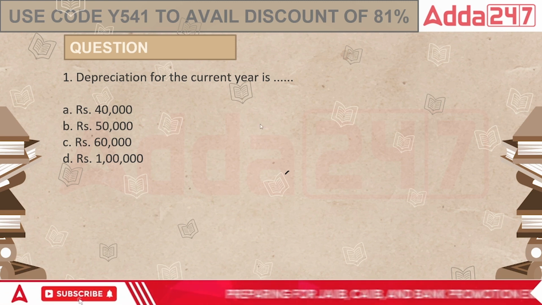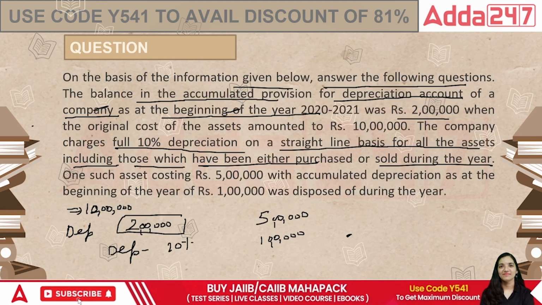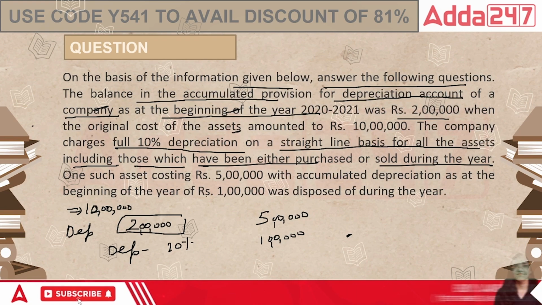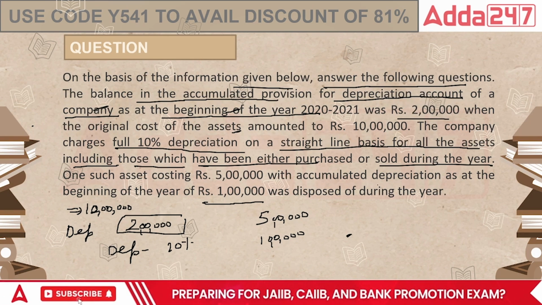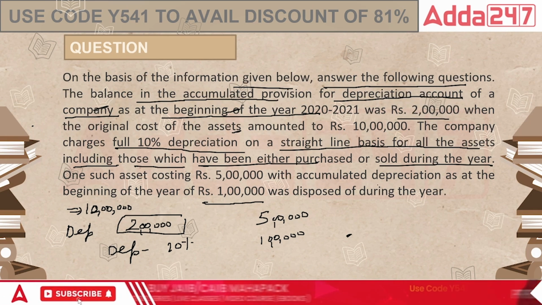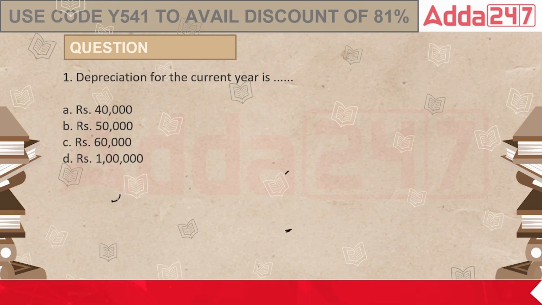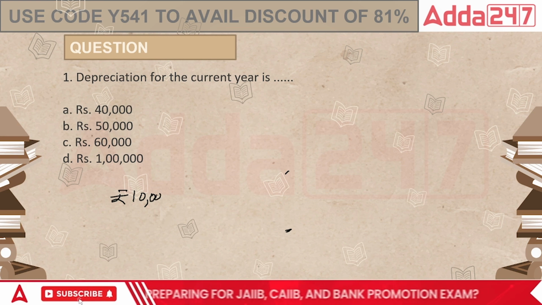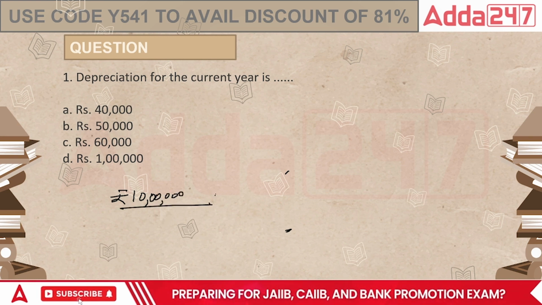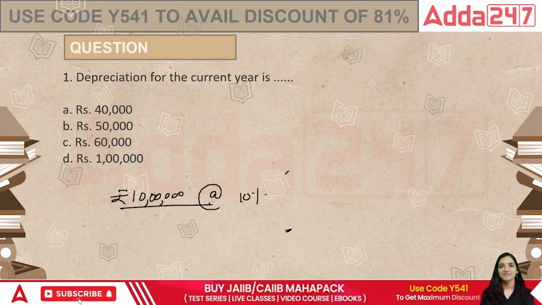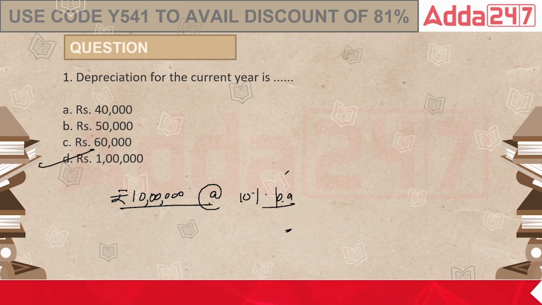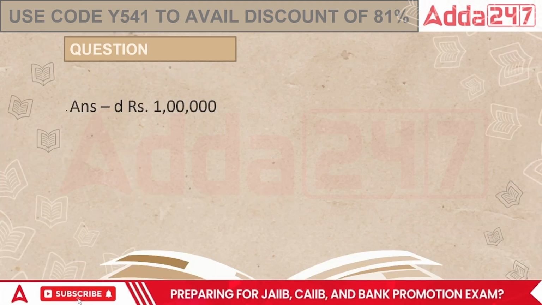Technically, we'll assume that if nothing is specified, it is basically sold at the end of the year. Okay? That is what will be, because the 5 lakh asset's accumulated depreciation was 1 lakh. That simply means if I have to take the total, the value of that particular asset is rupees 10 lakh at the beginning of the time, and depreciation every year was 10% per annum. So in this case, the depreciation should be rupees 1 lakh.